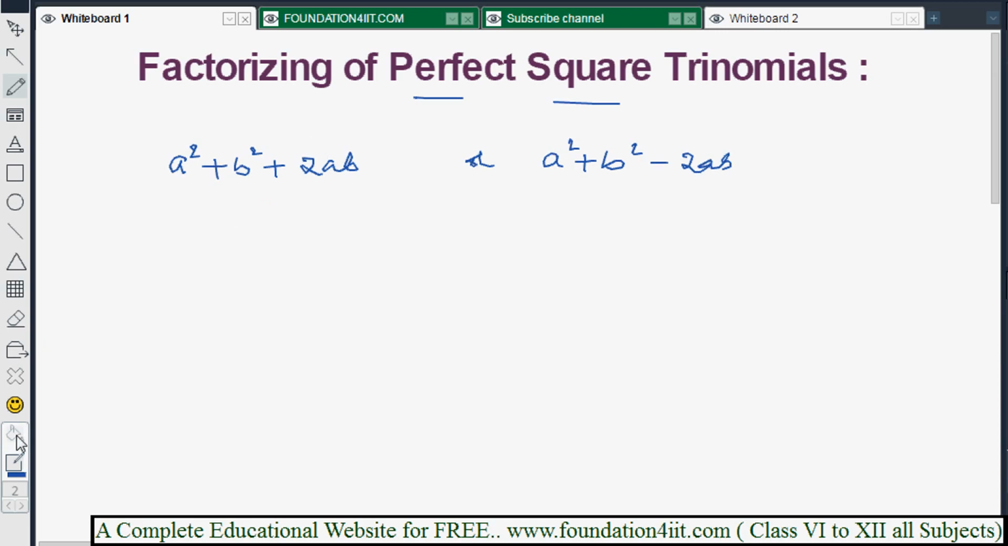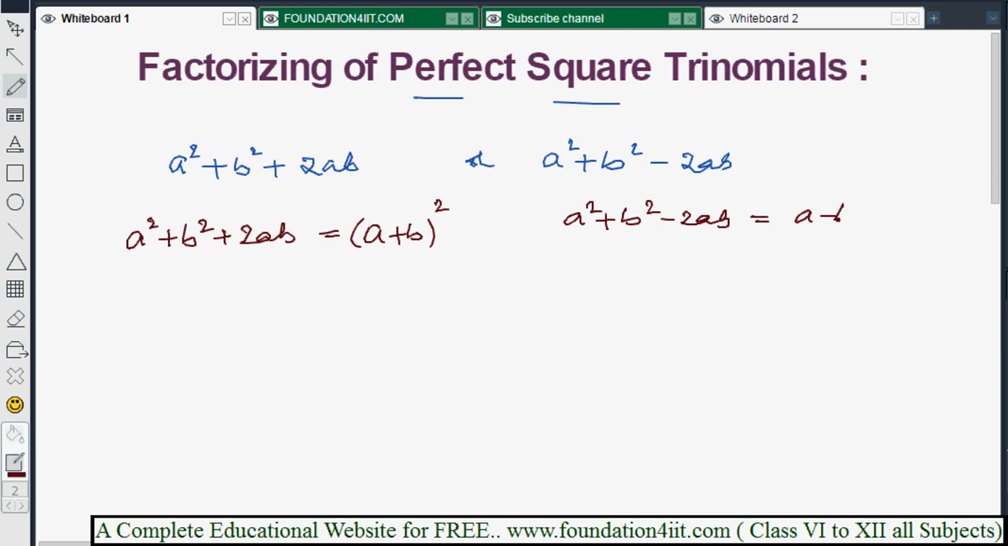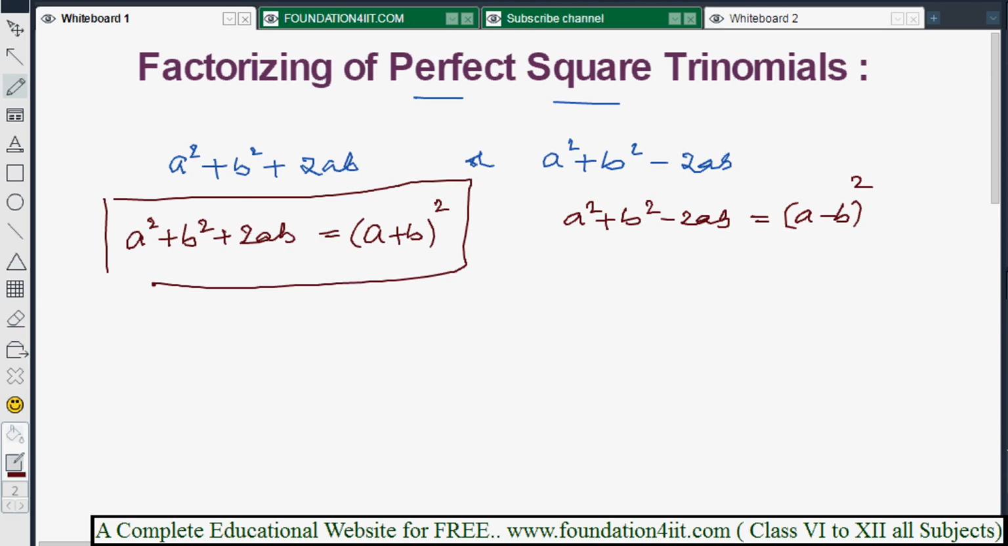We already know about these two formulas. The two formulas are: a square plus b square plus 2ab, this is a trinomial. If any question is in this format, we can write it as a plus b whole square. This is an identity, only learn. Now the second one, a square plus b square minus 2ab, is nothing but the a minus b whole square formula. Using these two formulas only, we will do factorizing of perfect square trinomials. Any one of these we will use. Now I'll explain some problems, how to apply this formula.